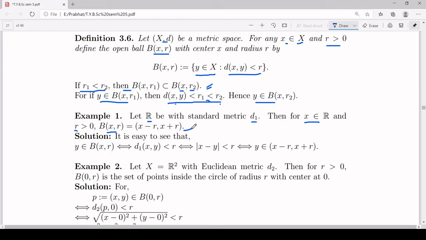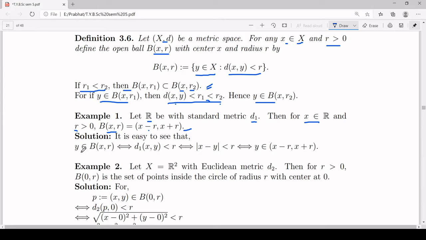It is easy to see this. If you want to prove two sets are equal, the common idea is you take an element in the first set and show that it belongs to the other one. That will prove that your first set is a subset of the second one. Then you take an element in the second one and prove that it belongs to the first one. That will prove the second is a subset of the first one. And in that way, if both are subsets of each other, then they have to be equal.